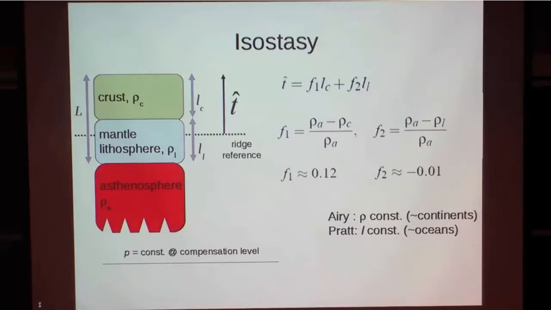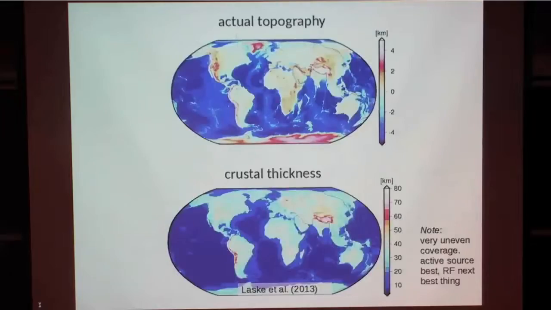The typical classification into Airy and Pratt isostasy implies that, strictly speaking, for Airy, density is constant and we have variations in thickness, and that sort of works for the continents in terms of the crust. And Pratt says, well, the thickness is constant and the density varies, and that sort of works in the ocean as we explore a little bit further. Simple concept. And so if we want to understand how much of this is static and how much is not isostatic, so somehow related to convection, we need a crustal thickness model.